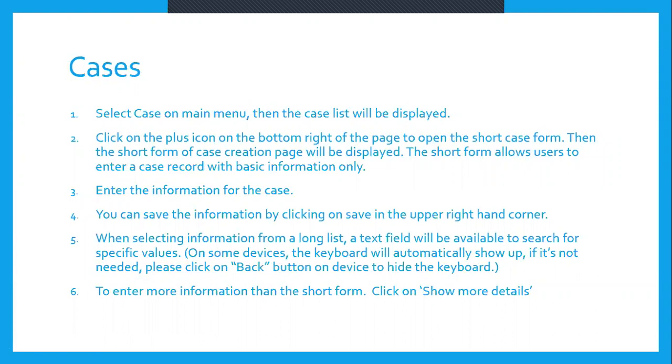In order to create a case, first you'll select case on the main menu, then the case list will be displayed. Click on the plus icon on the bottom right of the page to open the short case form. Then the short forms will be displayed. This allows the user to enter a case record with basic information only. You then enter the information for the case, and you can save the information by clicking on Save in the upper right-hand corner. When selecting information from a long list, a text field will be available to search for specific values. On some devices, the keyboard will automatically show up. If it's not needed, please click on the black button to hide the keyboard. To enter information more than what's on the short form, click Show More Details.